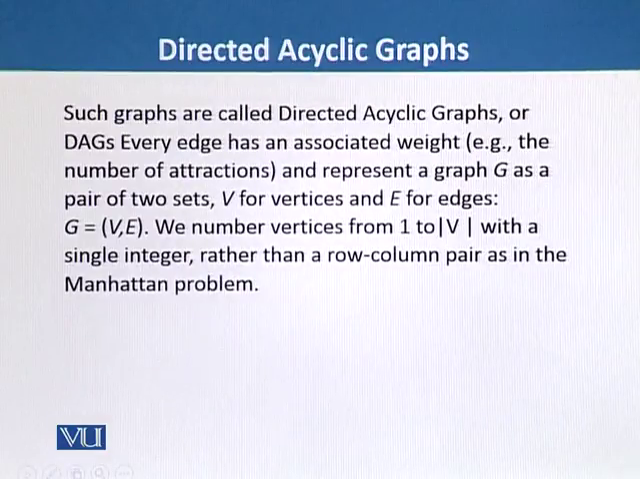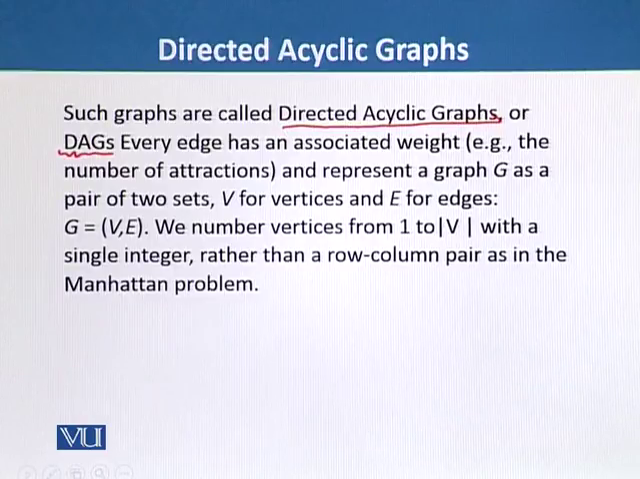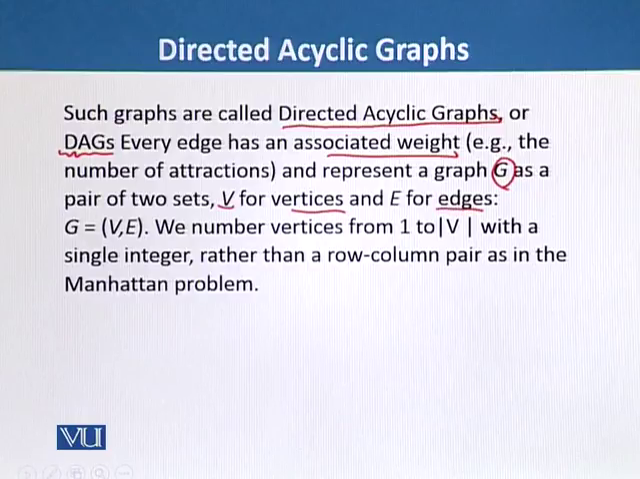Such graphs are called directed acyclic graphs, or DAGs for short. In these DAGs, every edge has an associated weight, as we have seen earlier, where the weight means the number of attractions present on that edge. We represent a graph G as a pair of two sets, V for vertices and E for edges.